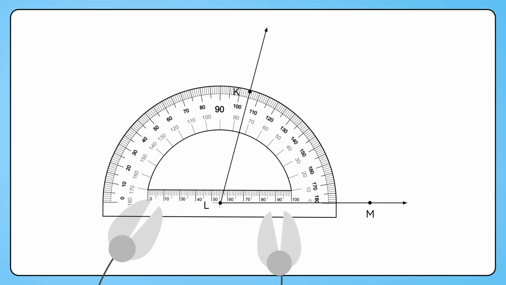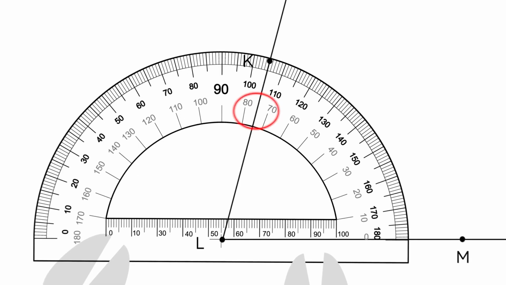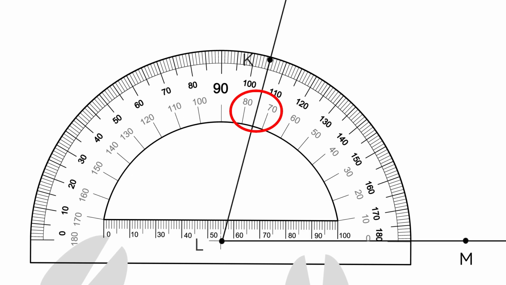Just like on a ruler, the smaller tick marks between the larger numbers represent individual degrees. This is an acute angle, so the measurement is between 70 and 80 degrees. We need to count the tick marks to get an accurate measurement. 71, 72, 73, 74, 75. Angle KLM is 75 degrees.